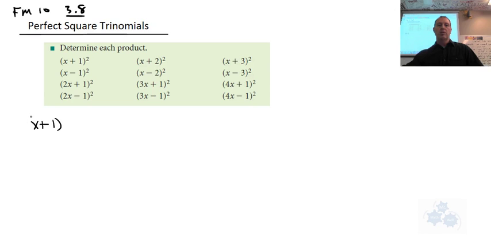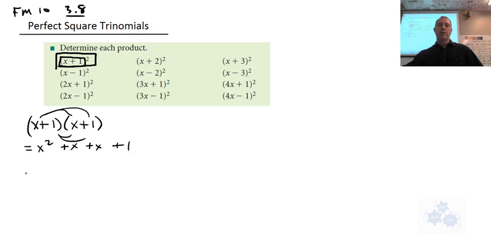So let's do this together. X plus 1 squared, this first one right here. Do you know what this squared means? It means that we're multiplying whatever this squared is attached to, that's this binomial, by itself 2 times. So it looks like this. X plus 1 squared is the same as x plus 1 times x plus 1. And that's actually pretty easy for us to do because we know how to distribute. So that's x squared plus x plus x plus 1. That simplifies to x squared plus 2x plus 1.